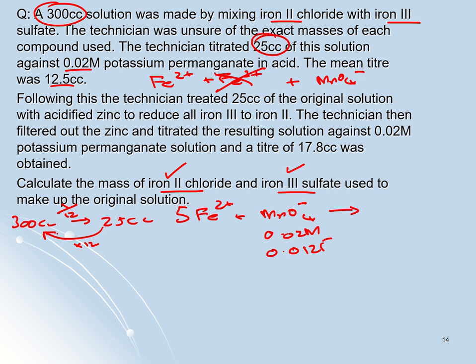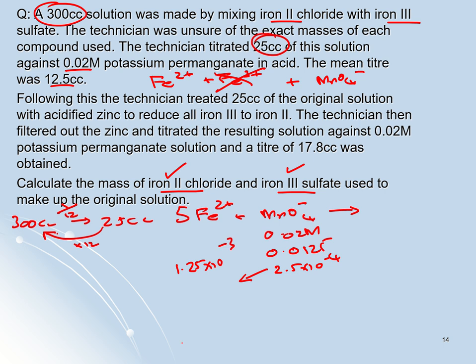The moles of it come out at 2.5 times 10 to the minus 4. Now, I can work out the moles of iron 2 in the solution, and that comes out at 1.25 times 10 to the minus 3.